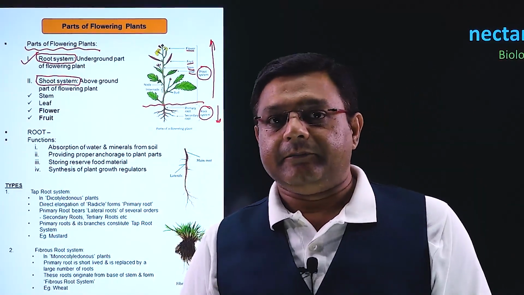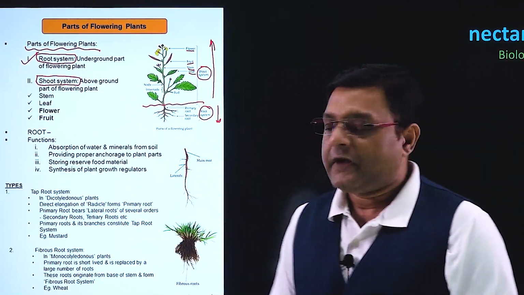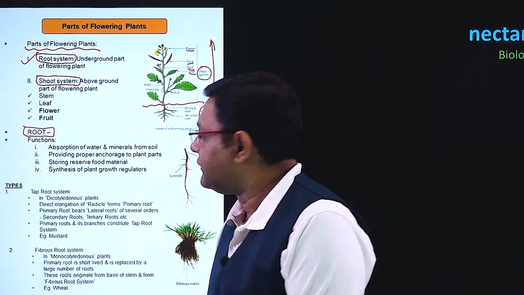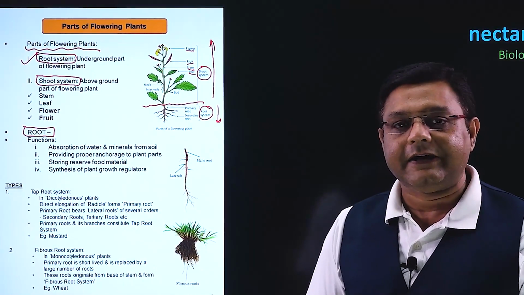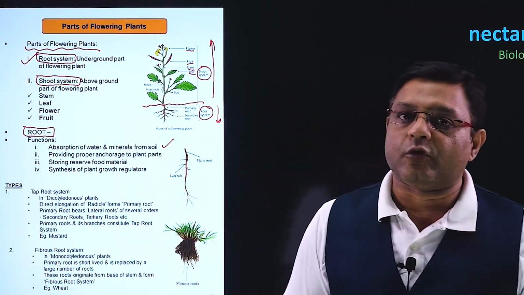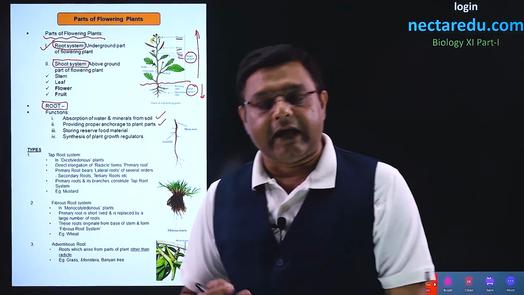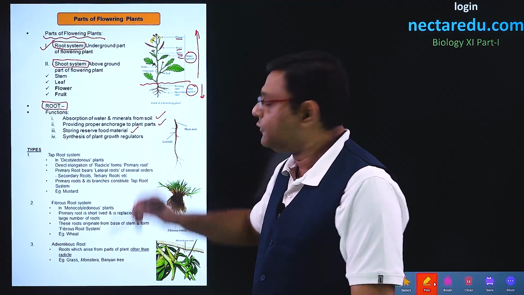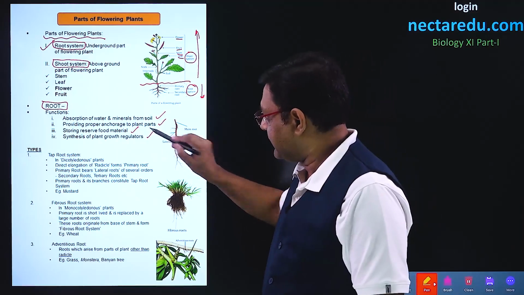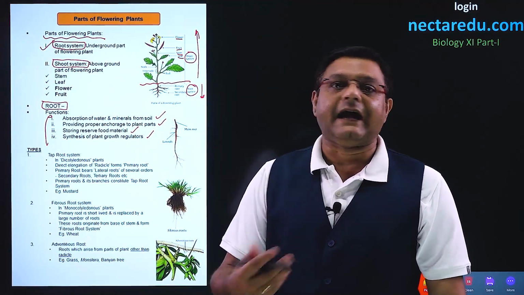Now, starting with the root system, first we will look into the functions of the root. So, the first function of the root is to absorb water and minerals for the plant. The second function is to provide proper anchorage to the plant. Third, there are some roots as well which store reserve food materials, and the fourth function is synthesis of plant growth regulators.